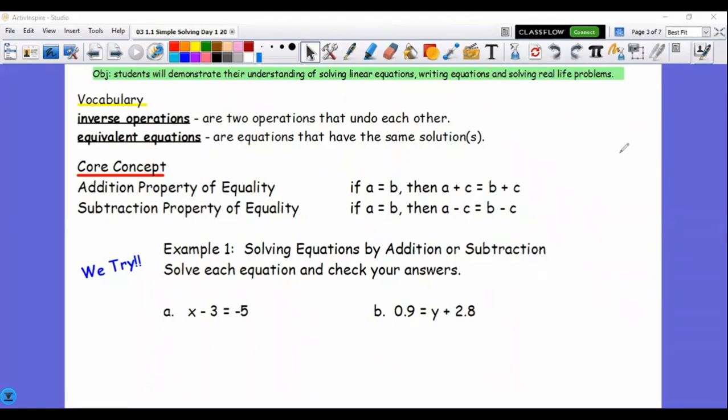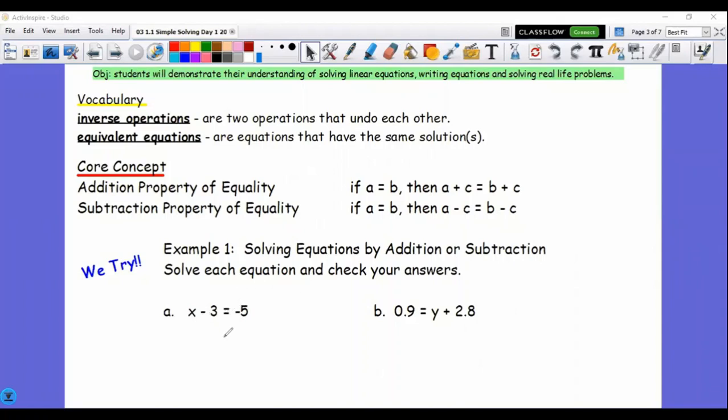And why this matters is we have to be able to use inverse operations in order to undo an addition or a subtraction that is happening with an unknown variable in order to isolate that variable. So let's look at this first example. I have x minus 3 equals negative 5. Now my goal is to get the variable all by itself. And to do that, I'm going to use inverse operations to essentially cancel out the negative 3.